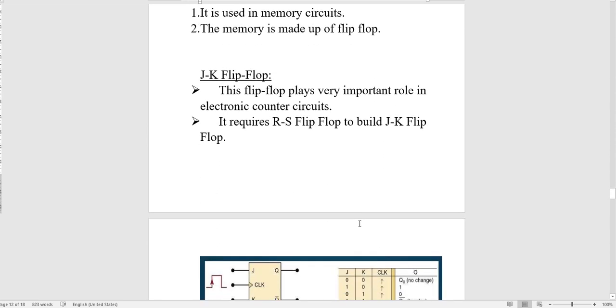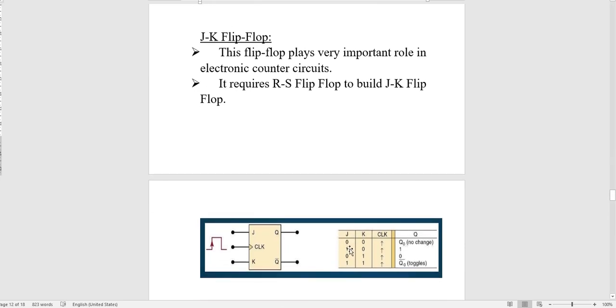The JK flip-flop plays a very important role in electronic counter circuits. Mostly the JK flip-flop is built using the RS flip-flop. So to build the JK flip-flop we use the RS flip-flop. Now in this we check the different types of conditions. Here you can see the diagram showing how the JK flip-flop works, and this is the output of the JK flip-flop.